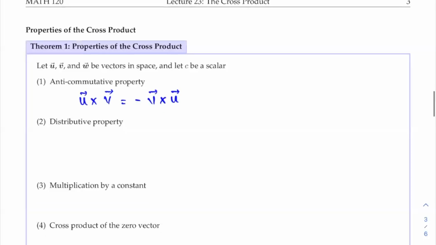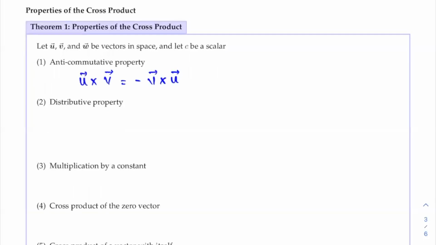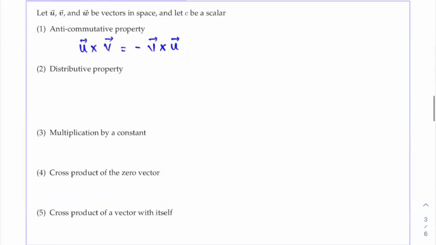Now, moving on to the second property, this is called the distributive property. As I mentioned in the last lecture, the distributive property for the dot product will be different from the distributive property of the cross product, because the order in which you do the cross product matters. So the left cross product and the right cross product are going to be different. What do I mean by that? When you do U crosses with V plus W, U stays on the left of the parentheses. When you do the distributive property, U always has to stay on the left of the cross product.